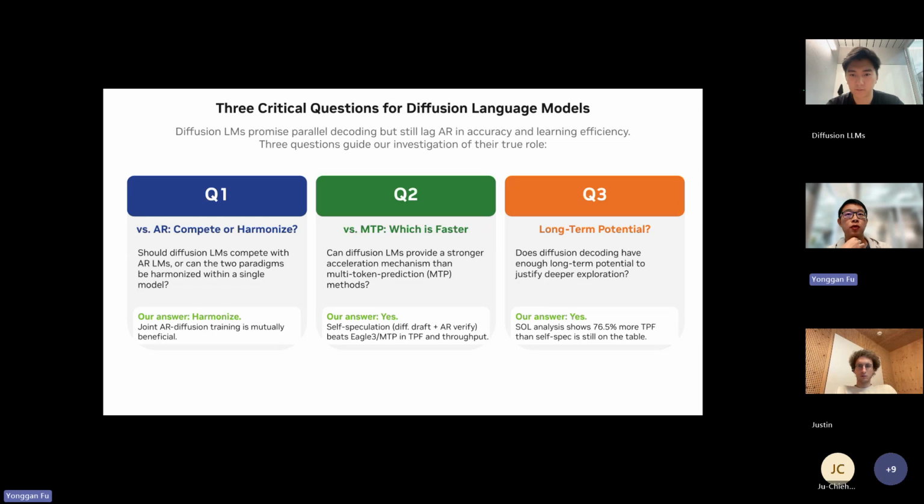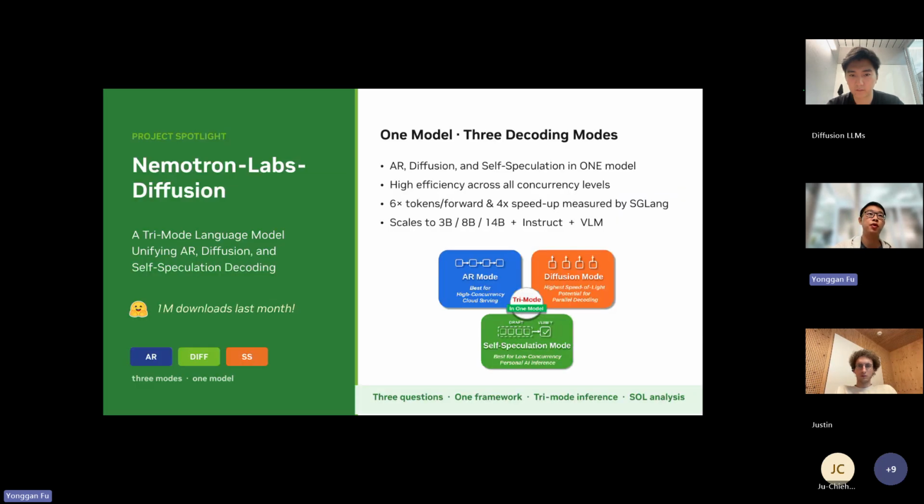We want to answer these 3 questions in our recent work, Nemotron-Labs-Diffusion. This is a tri-mode language model trying to unify AR, diffusion, and self-speculation decoding in the same model. And we want to use this model as a tool, as a bridge, to really study the answers to the 3 research questions.